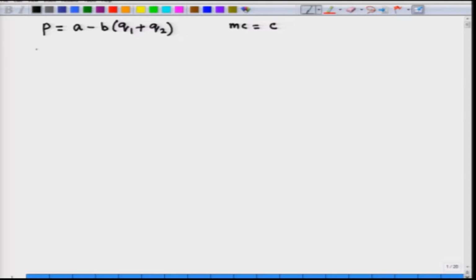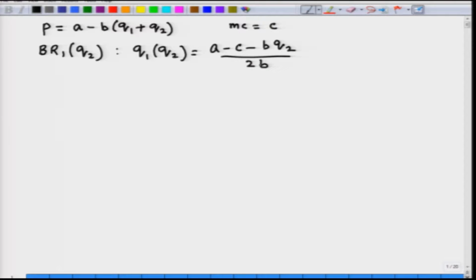The best response function for firm 1 as a function of Q2 was given by Q1 of Q2 equals A minus C minus B Q2, divided by 2B, and the best response function of firm 2 for each choice of Q1 chosen by firm 1 was Q2 of Q1 equals A minus C minus B Q1, divided by 2B. We had then drawn these best response functions.